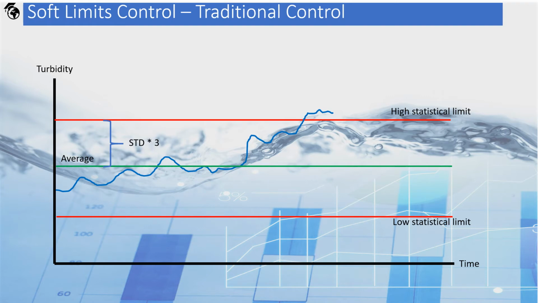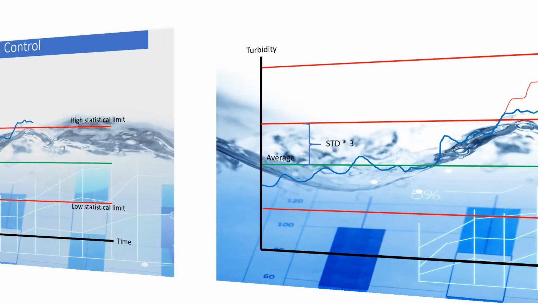Why? This is because a system that monitors water quality 24/7 and generates a record every minute, 0.3% of 1440 records per day is 4 records per day, or 28 records per week, or 1460 records per year. Such an amount of alarms may be very annoying. So, what is the solution? The solution is soft limits control.